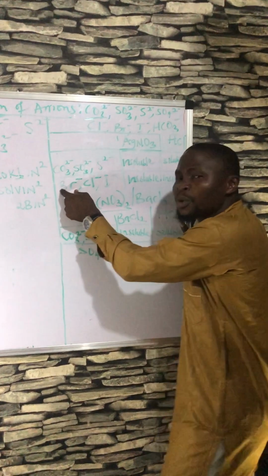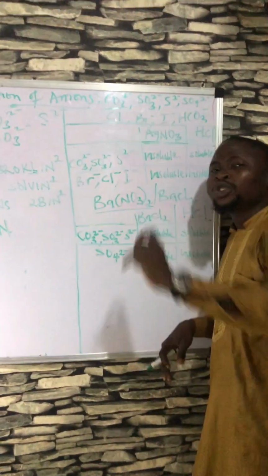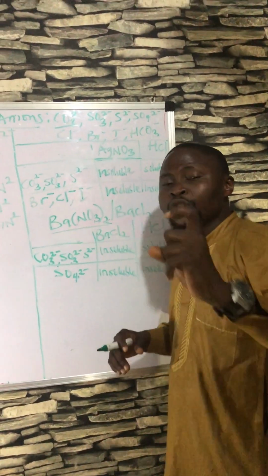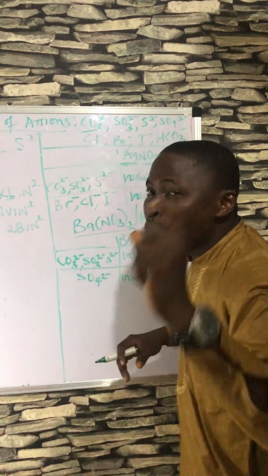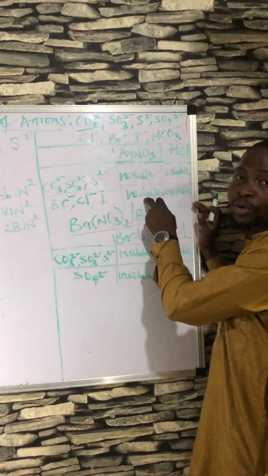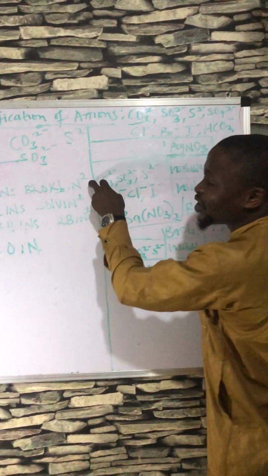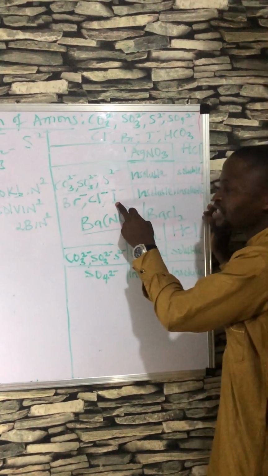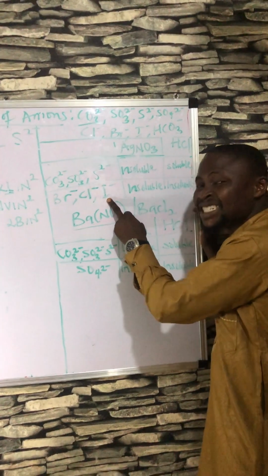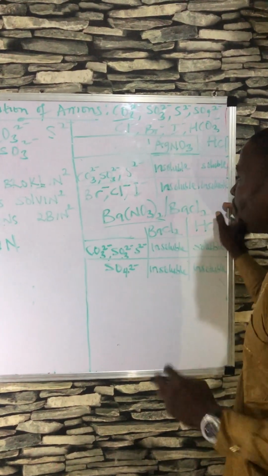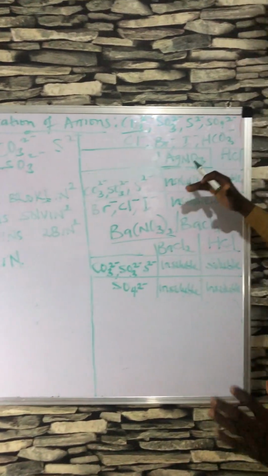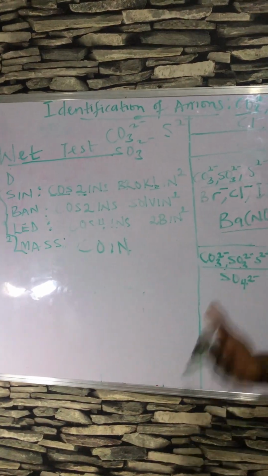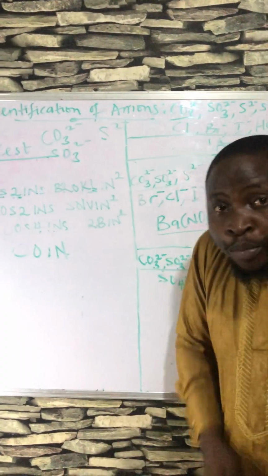What that simply means is that when you're adding silver trioxynitrate 5 into a solution containing bromide ion, you are going to have a yellowish white precipitate that is insoluble. Of course, in essence, that is the second in, the precipitate remains. This is white in color and this is yellow in color. Iodide ion. All right, so we are done with silver trioxynitrate 5. Then we move on to barium trioxynitrate 5, or barium chloride.